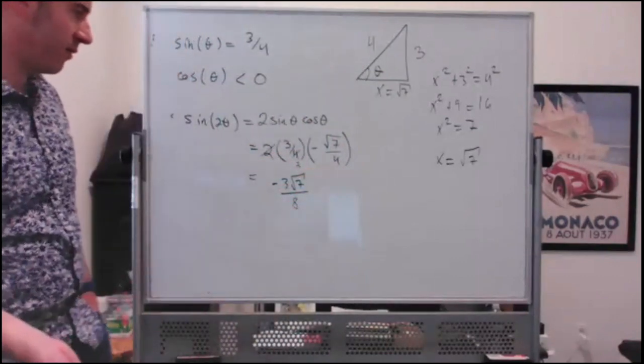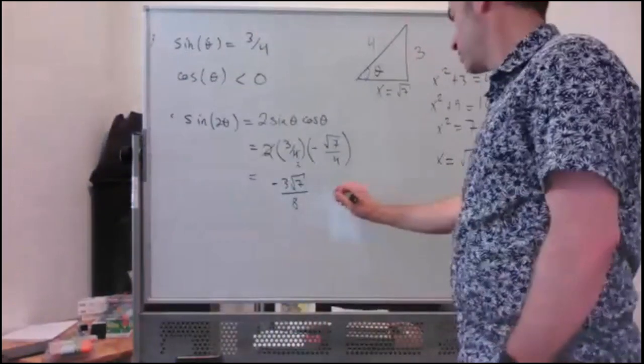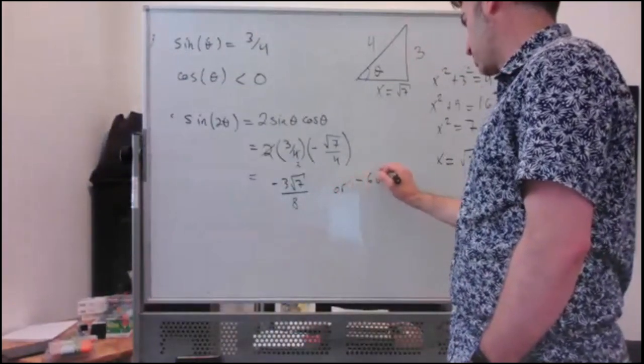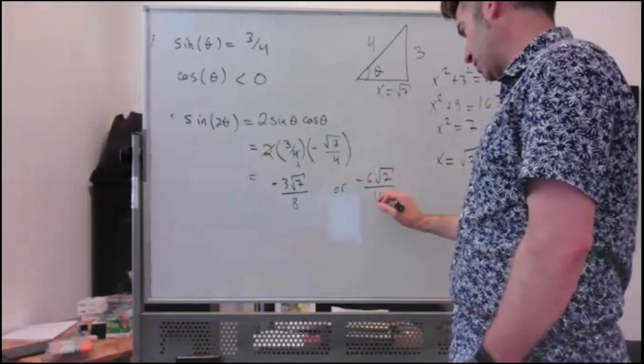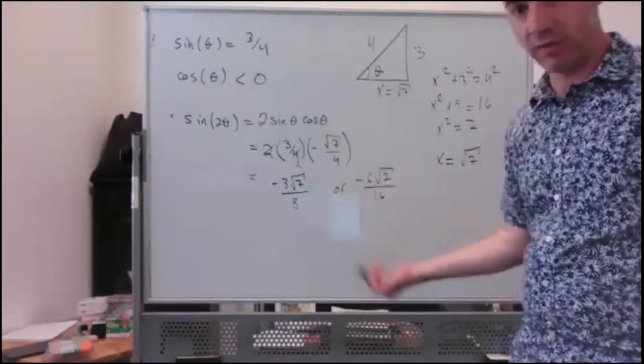Or if you didn't simplify it first, you'd end up with negative 6 root 7 over 16. But then the 6 over 16 reduces to 3 over 8.